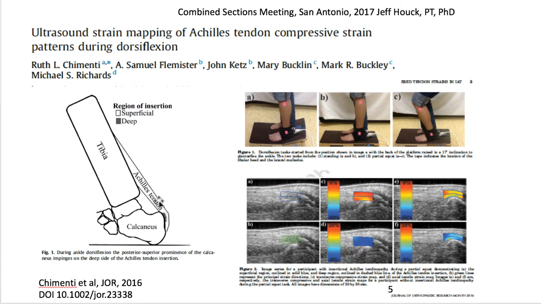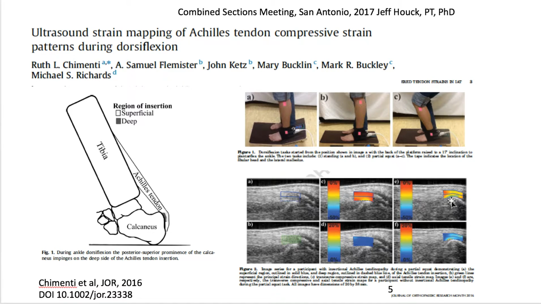So we also wanted to look at the tendon response in vivo, specifically at the junction between the calcaneus and the tendon. Working with Ruth Chimenti in Mark Buckley's lab, we see here an air bladder was used to passively put the foot into plantar flexion and dorsiflexion while recording ultrasound measures of the tendon stretch. From that, elastography was used to define two regions of interest, a superficial and deep section of the tendon.